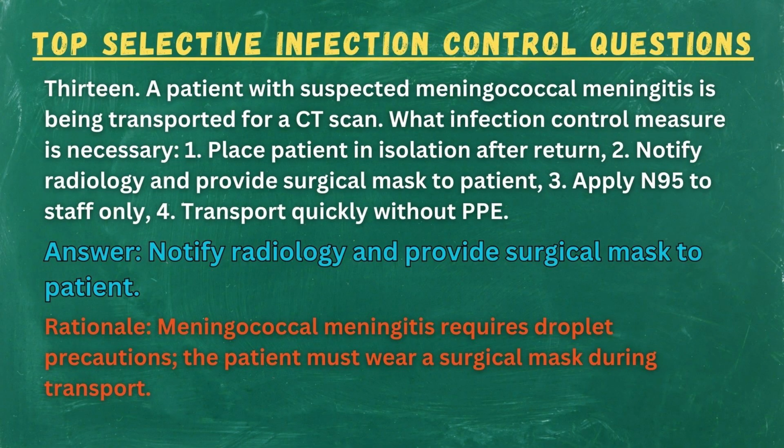13. A patient with suspected meningococcal meningitis is being transported for a CT scan. What infection control measure is necessary? 1. Place patient in isolation after return. 2. Notify radiology and provide surgical mask to patient. 3. Apply N95 to staff only. 4. Transport quickly without PPE. Answer: Notify radiology and provide surgical mask to patient. Rationale: Meningococcal meningitis requires droplet precautions. The patient must wear a surgical mask during transport.